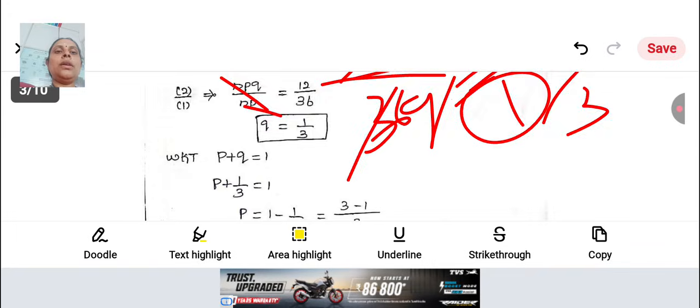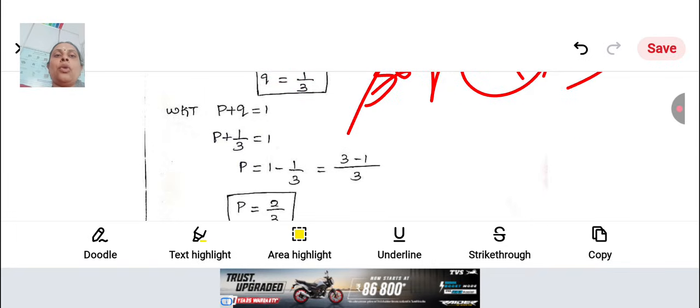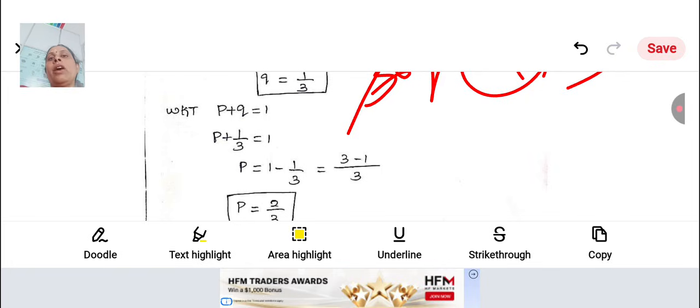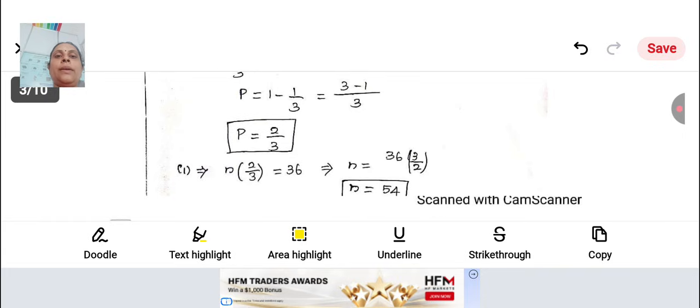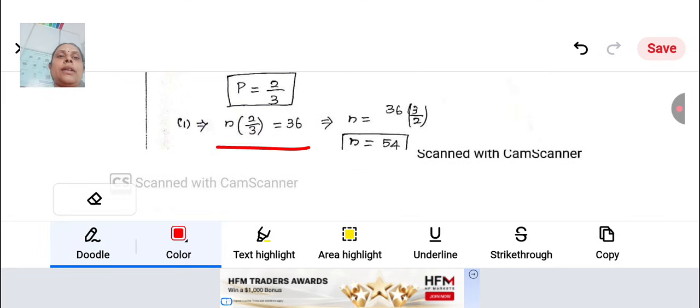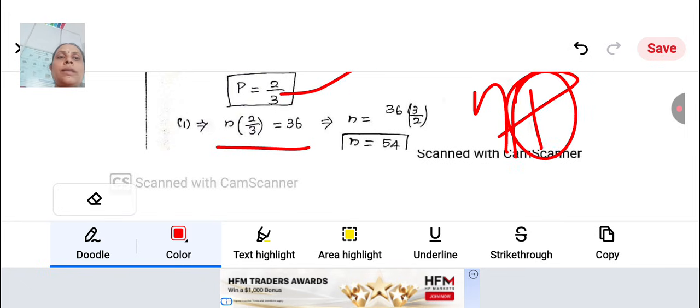Then using this q value, we are going to find the p value, since p plus q equals 1. Substituting 1 by 3, p equals 1 minus 1 by 3, that is, the p value is 2 by 3. Then using this p and q, we have to find the n value. Taking np equal to 36 and substituting the p value 2 by 3, the n value is 54.